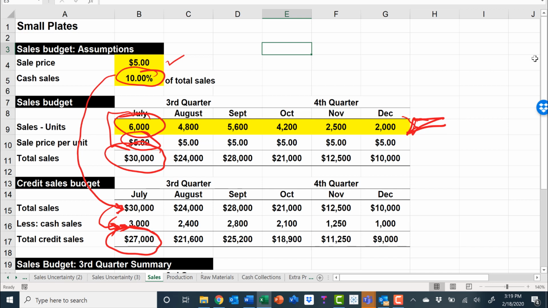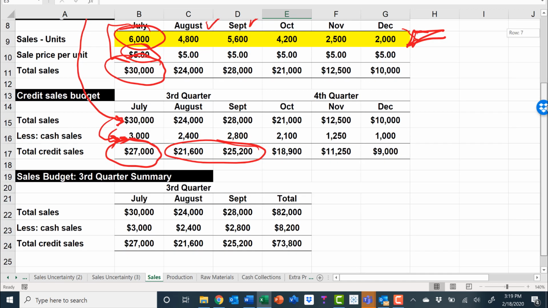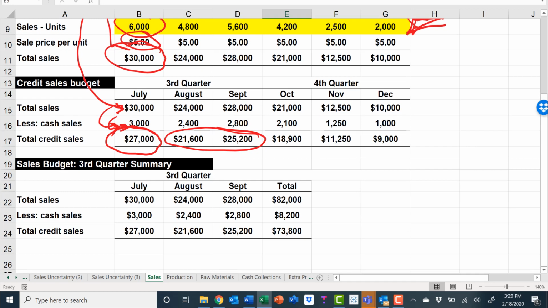You get the same calculations then that happened in August and September. So those are pretty much the same. You still get down to credit sales here. And then if you wanted to summarize the quarter, in a quarter we've got these 3 months, July, August, and September. All you have to do is just add them across, right? Yeah, just total them across.